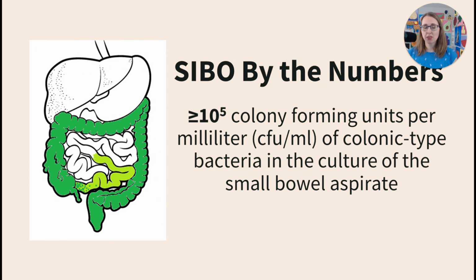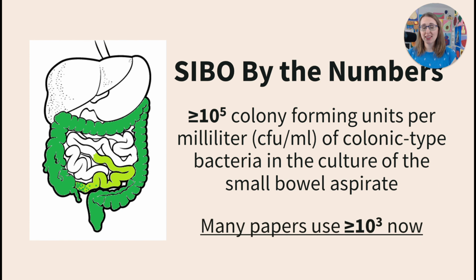So, by the numbers, up until this point, a lot of papers have used the 10 to the 5th cutoff. But in more recent research, you see a lot of papers now, including Dr. Pimentel's, that are using 10 to the 3rd as their cutoff. And as you might remember from the accuracy of SIBO breath testing videos, when you drop that threshold, you start to get a lot of false positives. So yes, you might correctly identify more people who have real SIBO, but you're also going to tell a whole bunch of people who don't have SIBO that they do, and that is incorrect, and that could be harmful, especially when the treatment is antibiotics.